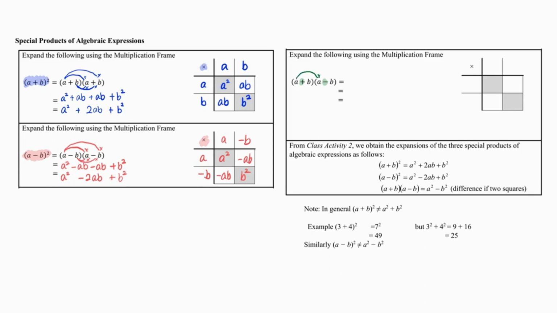A times a will be a square. A times negative b is negative ab. Positive b times positive a, positive ab. Positive b times negative b, negative b square. And notice what happened. Negative ab plus ab, this will become 0. So when it is 0, we don't have to write it anymore.